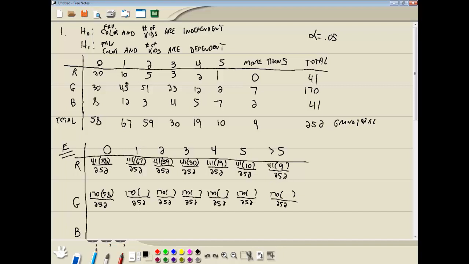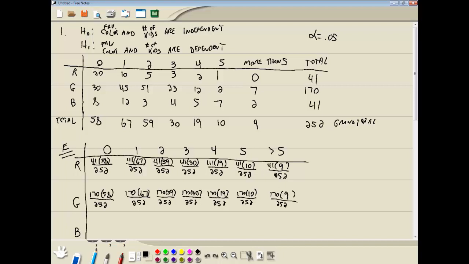Okay, so for our next number in that row, come straight down, it's 67. Straight down for this one will be 59. You probably see a pattern. 58, 67, 59, 30, so this will be 30. This will be 19. This will be 10. And this will be 9.